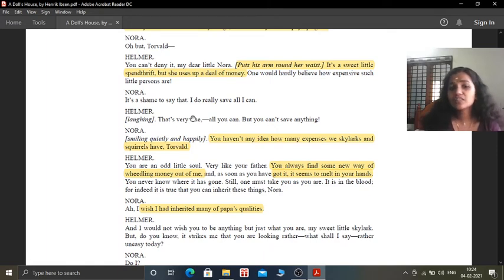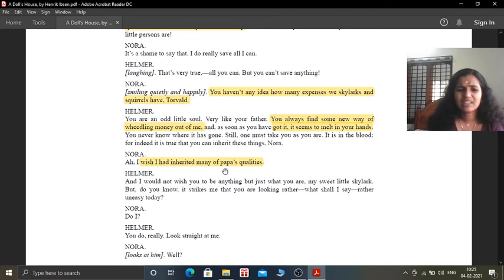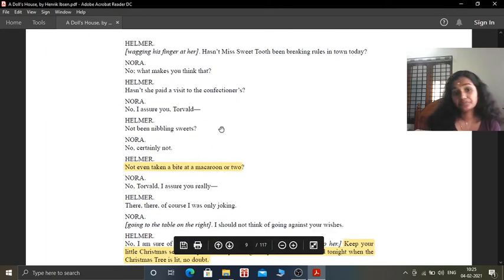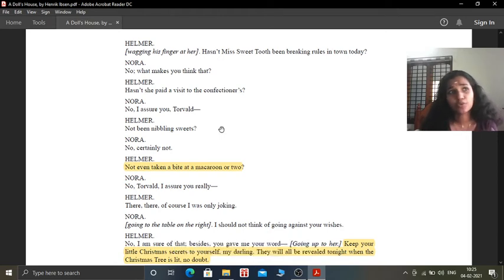But do you know, it strikes me that you are looking rather, what shall I say, rather uneasy today. So you are uneasy, and so it's not a conflict. Actually, they both are annoyed about this conversation on money. And he said, okay, you are denying that you will spend money unnecessarily and that you have inherited this quality, and he is asking some questions. So look, wagging his finger at her, hasn't Miss Sweet Tooth been breaking rules in town today?